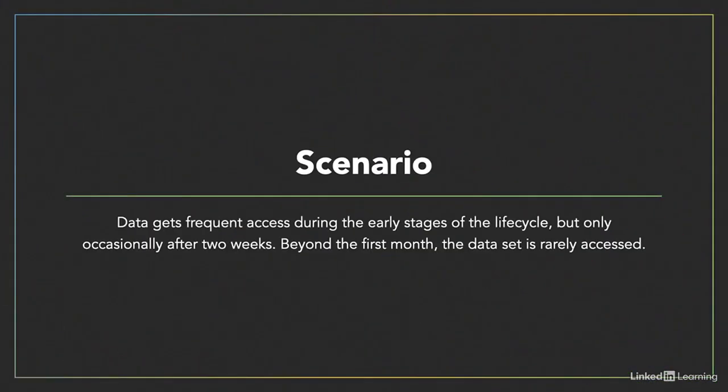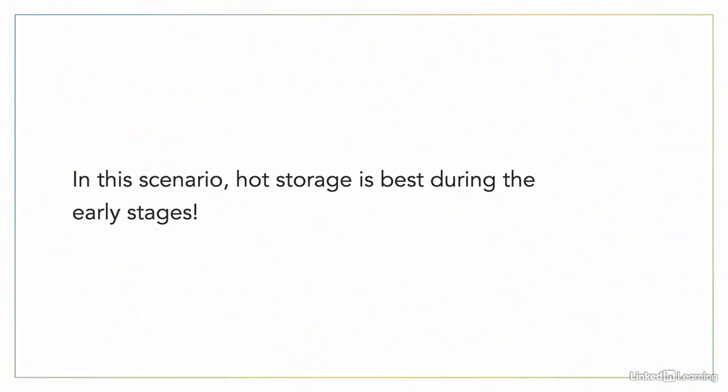Consider a scenario where data gets frequently accessed during the early stages of the life cycle, but only occasionally after 2 weeks. Beyond the first month, the data set is rarely accessed. In this scenario, hot storage is best during the early stages. Cool storage is most appropriate for occasional access. Archive storage is the best tier option after the data ages over a month. By adjusting storage tiers with respect to the age of data, you can design the least expensive storage option for your needs. To achieve this transition, lifecycle management policy rules are available to move aging data to cooler tiers.